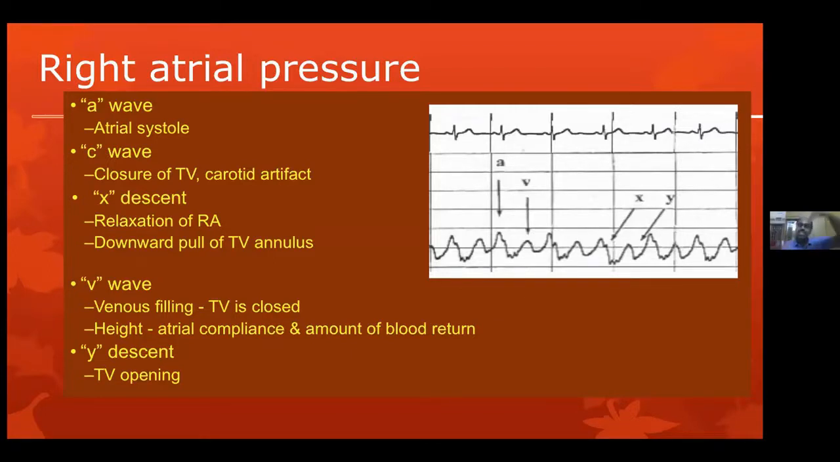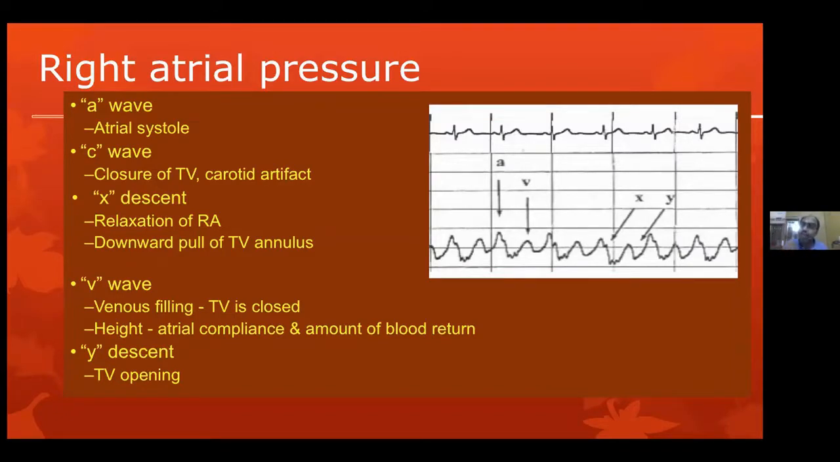So the X descent is contributed by two phenomena. One is atrial diastole, that means the atria is relaxing after the systole, and there is a downward pull of the tricuspid and mitral annulus due to the ventricular systole. So primarily it is due to downward pull of the tricuspid annulus and mitral annulus. So this is actually stretching the atria out, thereby causing the X descent.